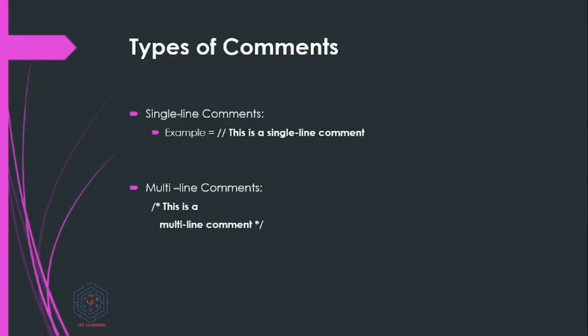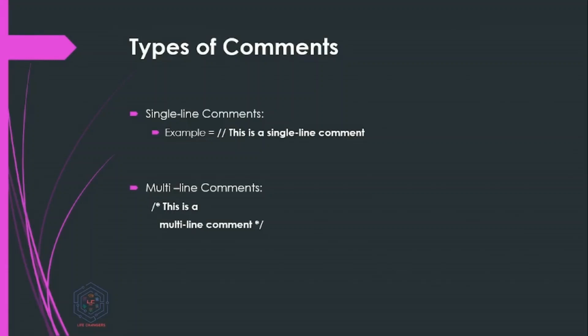Then why is it used? It is used for programmers to understand the code. Sometimes the code I write may not be understood by others, so if I give a double slash and write a comment, a sentence, it will be understood by other programmers. What is inside this will be ignored by the compiler.